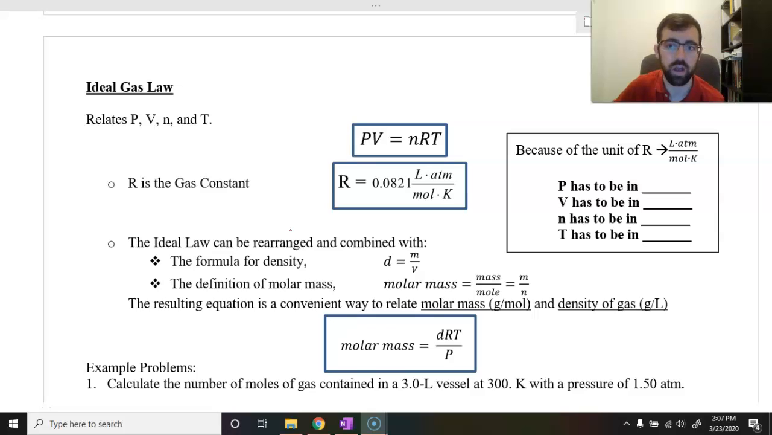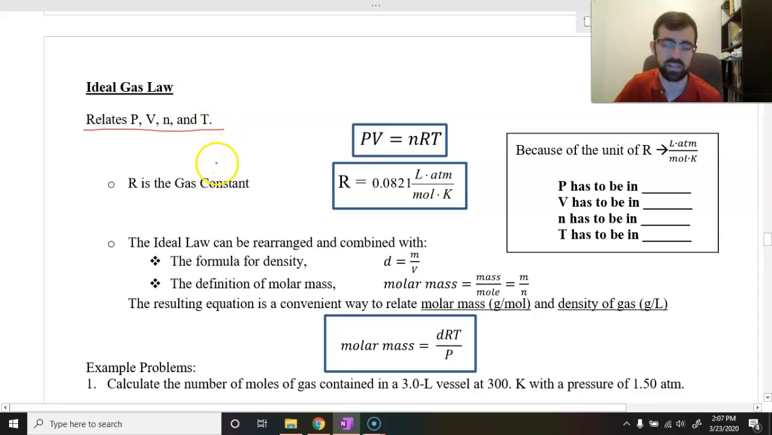So if you just follow along, work through the problems with me. First of all, it relates pressure, volume, moles, and temperature, n and T. And again, that's amount, and we're going to be dealing with amount in terms of moles.